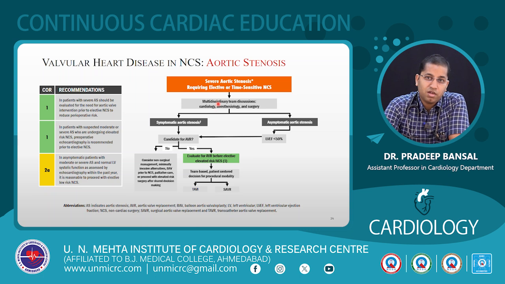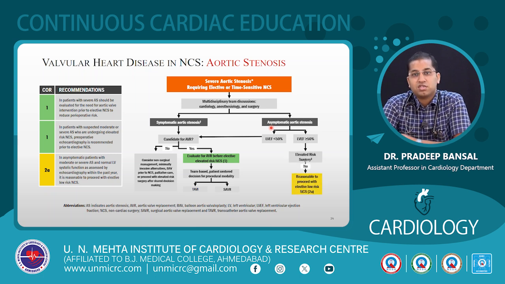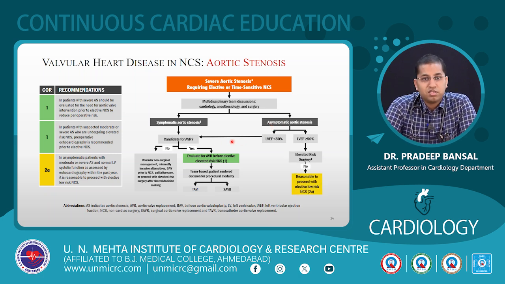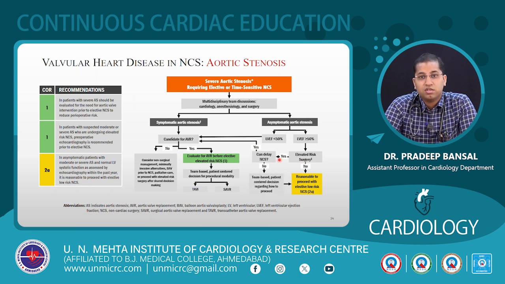But if the patient has severe aortic stenosis and is asymptomatic, then we should evaluate LV function. If the LV function is less than 50%, then we consider AVR. But if the LVEF is more than 50% with asymptomatic severe AS, and there is elevated risk surgery, then we can delay the non-cardiac surgery.